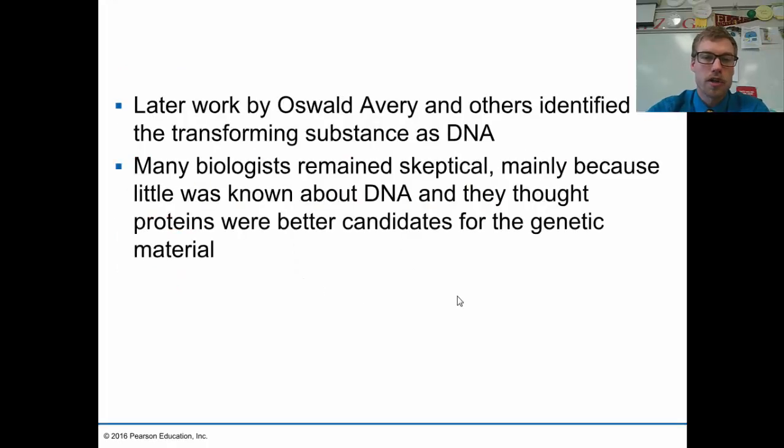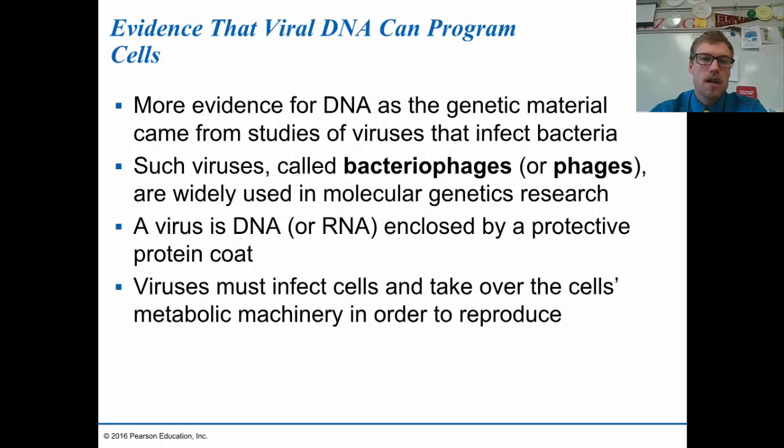So later work by Avery and others identified what the actual transforming substance was as DNA, but other biologists still remained skeptical, mainly because little was known about DNA, and they thought proteins were better candidates for the genetic material. The reason why they thought that was that they knew that DNA only had 4 bases, whereas proteins were made up of 20 amino acids. So they thought that the proteins were much better candidates for passing on massive amounts of information because there were so many different amino acids.